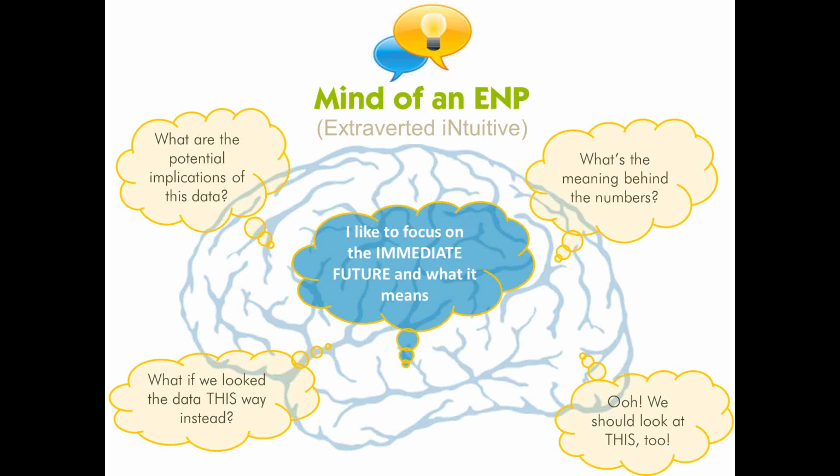The other challenge, particularly for an extroverted intuitive, is that they look at what are the potential implications of this data? What's the meaning behind the numbers? What if we looked at the data this way instead? Oh, we should look at this too. And what an extroverted intuitive will do is they'll try and stay in that realm of possibilities for as long as possible. So they'll start gathering all sorts of extraneous data and start jumping to, well, it could mean this, well, it could mean this, as opposed to just solely looking at the data and focusing on that data aspect at first.